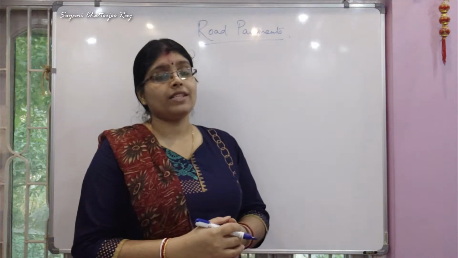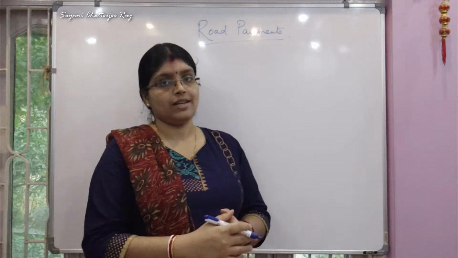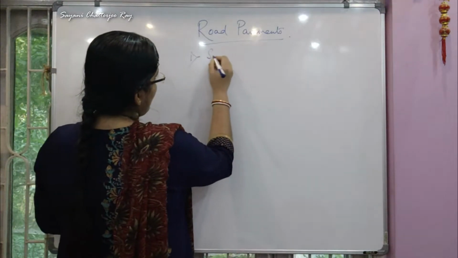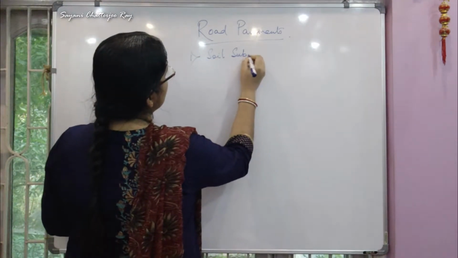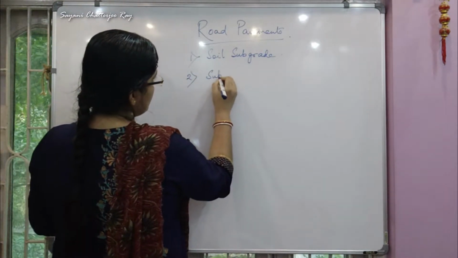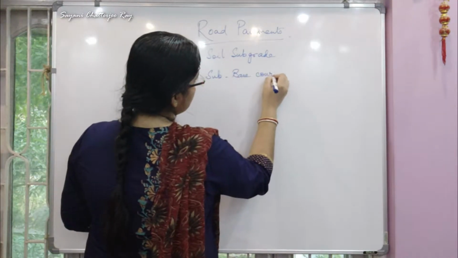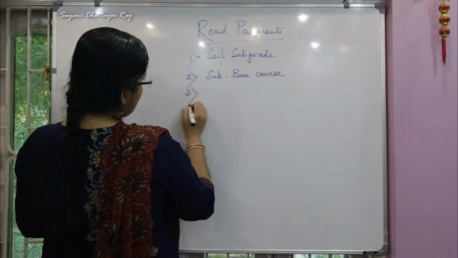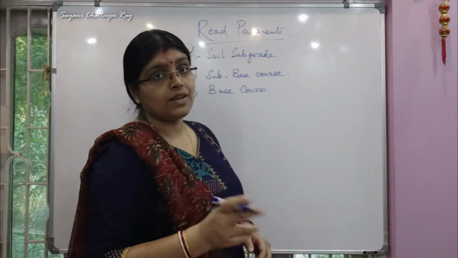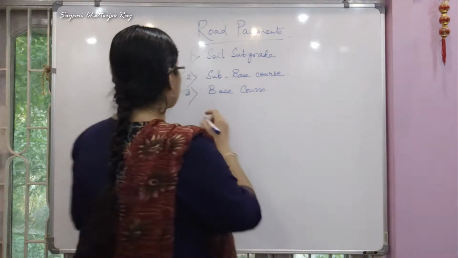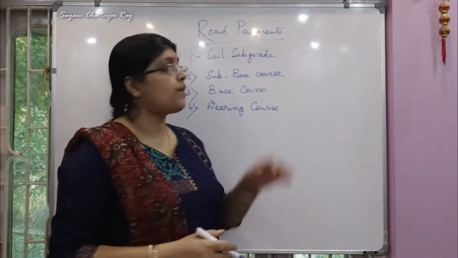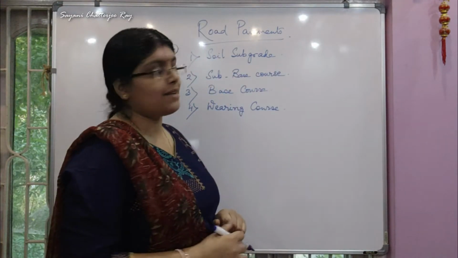Now we will see the various pavement components which we have discussed earlier. So the first pavement component is the soil subgrade. Next is the subbase course. The third one is the base course and the last one is the wearing course. Now we are going to study the functions of all these pavement layers in detail.